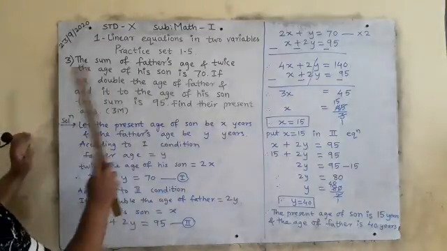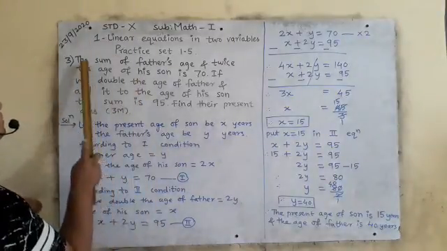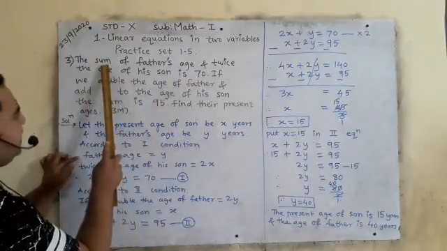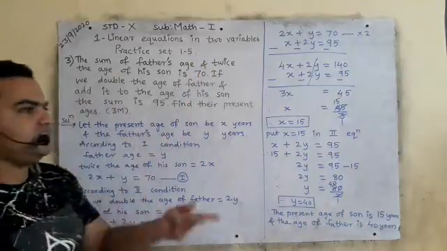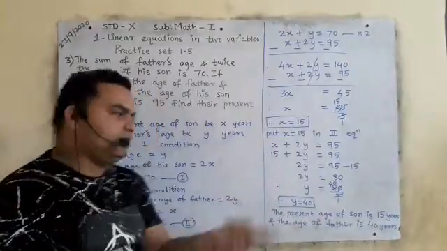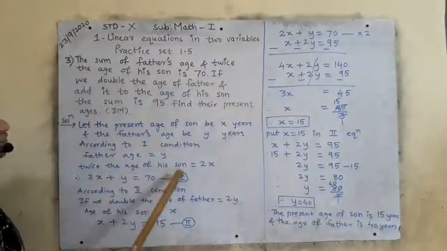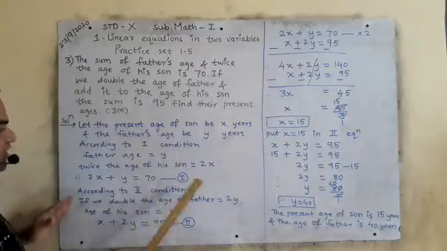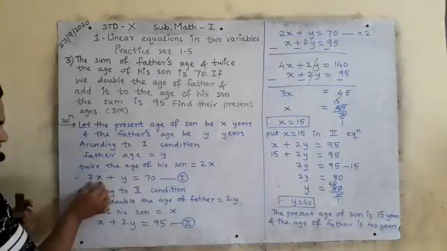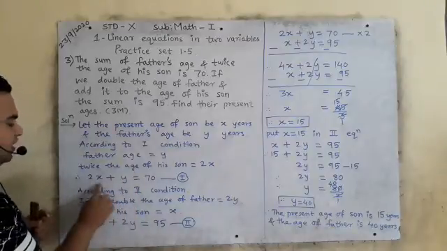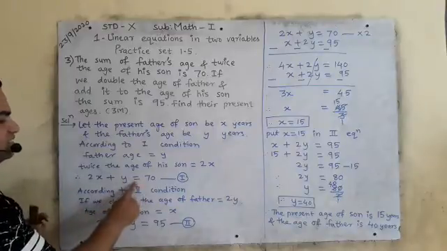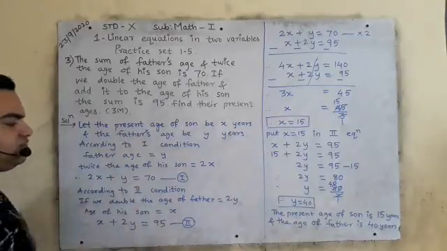Now according to the first condition, the sum of father's age. Father's age is y. Sum means addition. And twice the age of his son. Age of his son is x. Twice means double, 2x, 2 multiplied by x. Now we will arrange it. That is 2x plus y is equal to 70. We always write x first and y later on, right? So 2x, double the age of his son, plus father's age is equal to 70. This is my first condition.